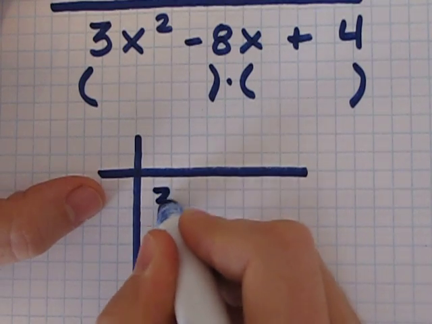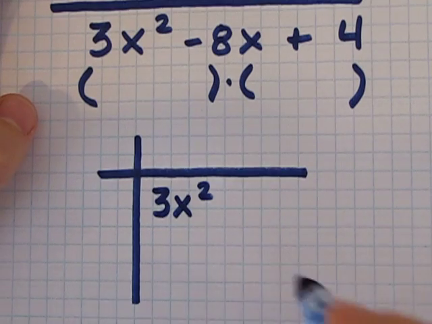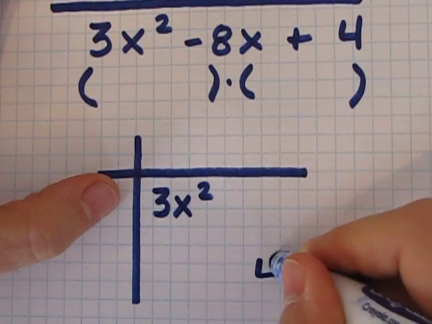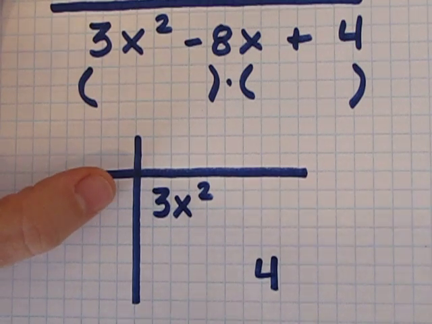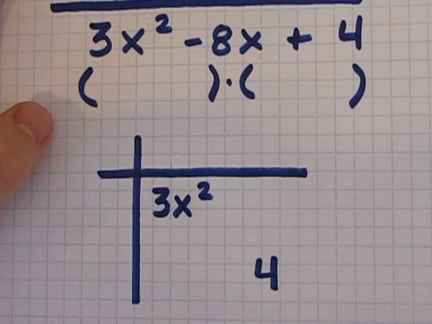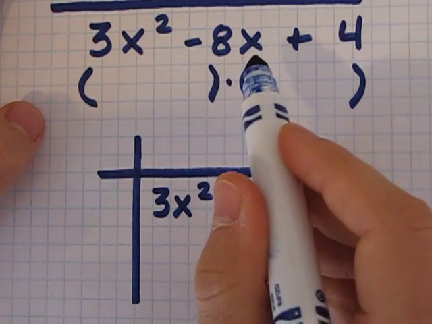Well, we know that the 3x squared, the x squared term, always goes in the upper left-hand corner, and that plus 4, the constant term, is always going to end up in the lower right hand. And the tricky part is figuring out what goes here and here. We know that this and this must add up to the negative 8x.